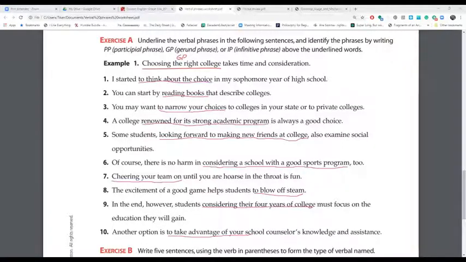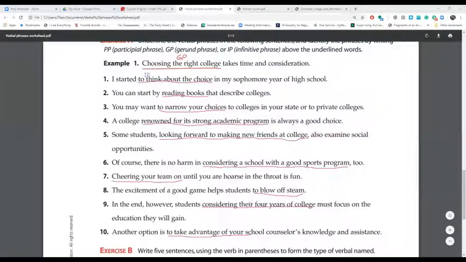So number one, I started to think, this is pretty obvious, I hope. This one I hope is pretty obvious by now. I started to think about the choices in my sophomore year. This is an infinitive phrase. If it starts with the word to, like to think here, it's the most basic form of the verb think. So if it's to think, then it's an infinitive phrase.